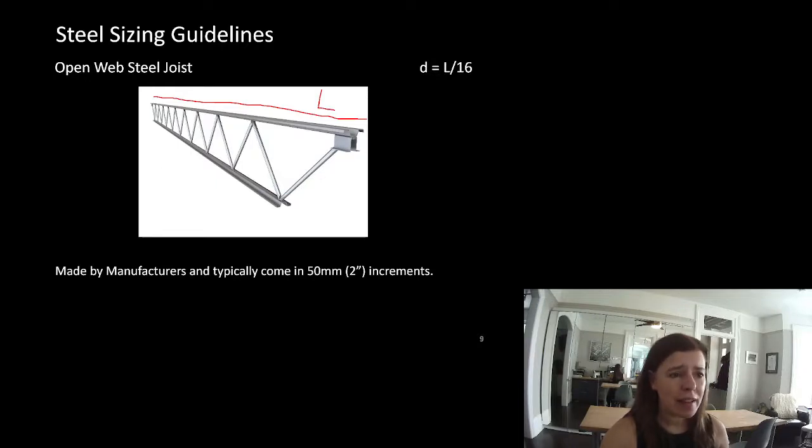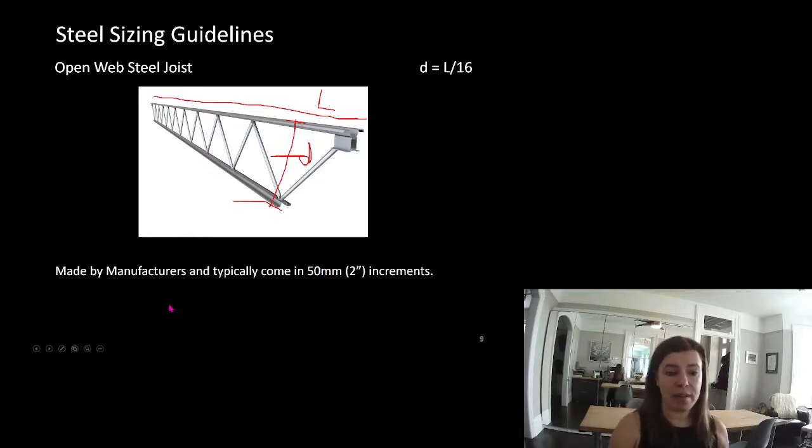That's length. Did my mouse go away? And that's depth. Sorry, that jumped around a little bit. But you can see we've got length and depth.